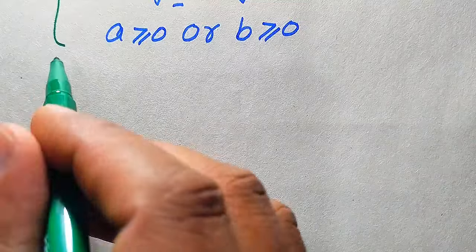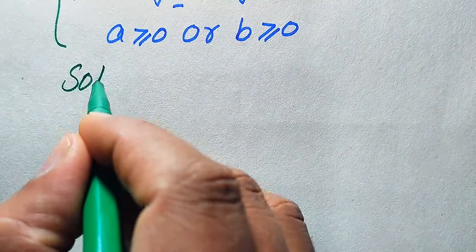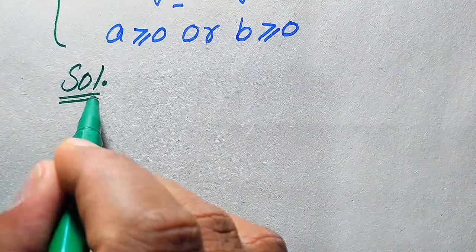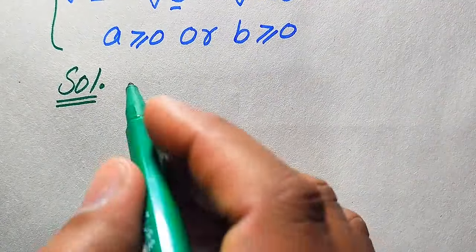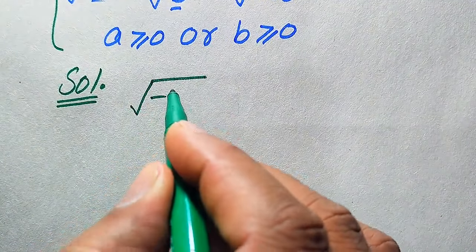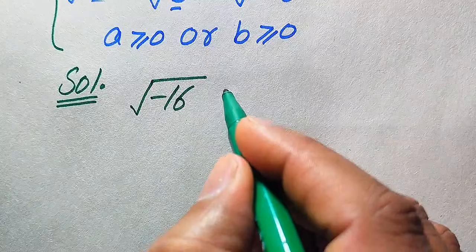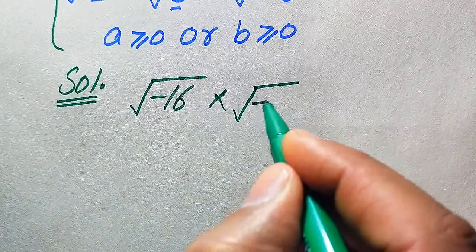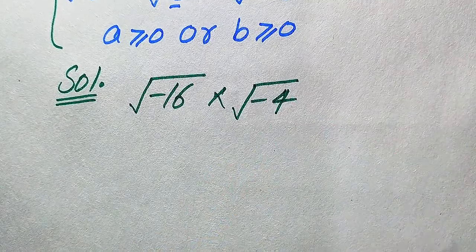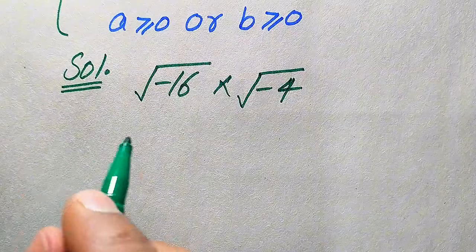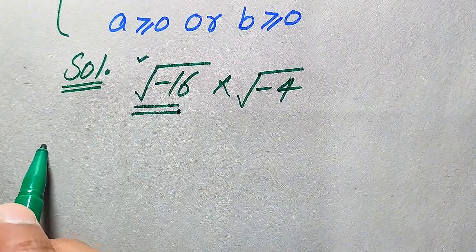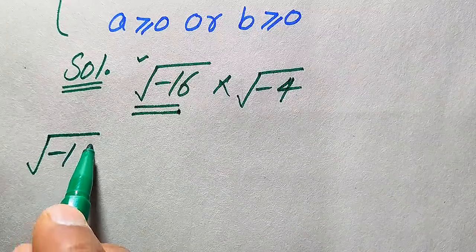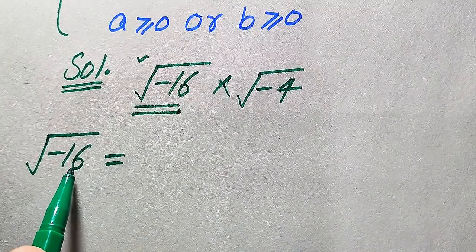Now I will move towards the correct solution of this problem. First I copy down the given question statement, which is the square root of minus 16 multiplied by the square root of minus 4. So first we copy down this expression. This is the square root of minus 16, and we write this term as follows.